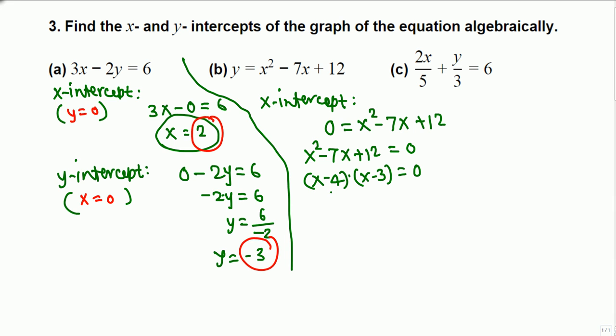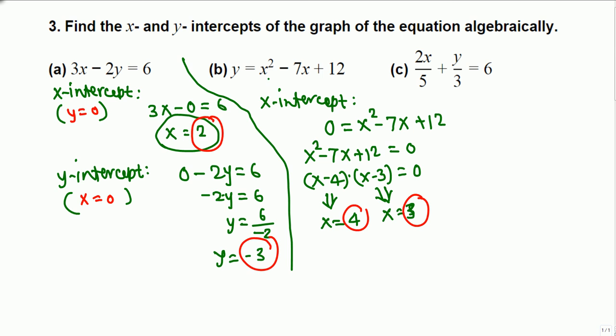So we have a product of two things equals 0. Using the zero factor property, either x minus 4 is 0 or x minus 3 is 0. From this factor we get x equals 4. From this factor we get x equals 3. So we have two x intercepts, 4 and 3.